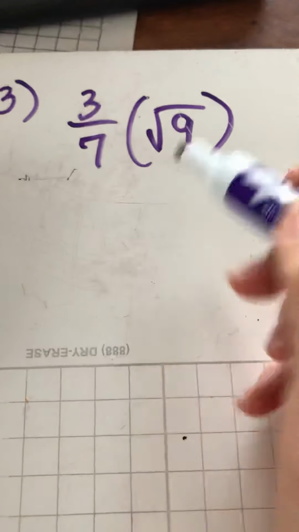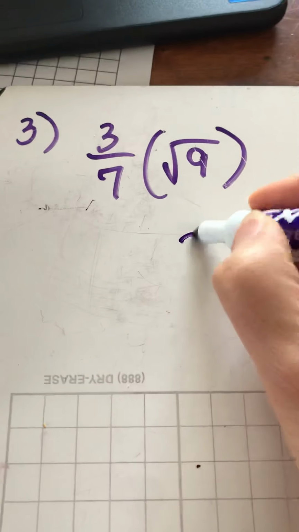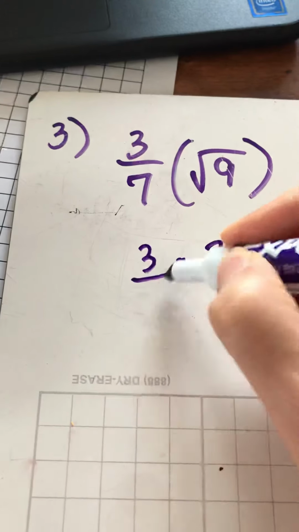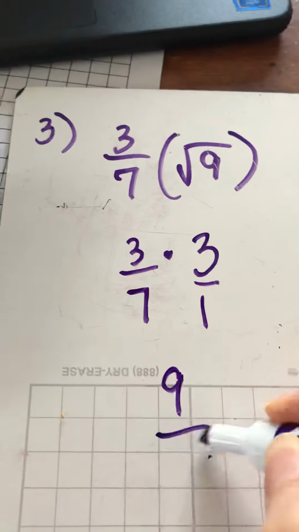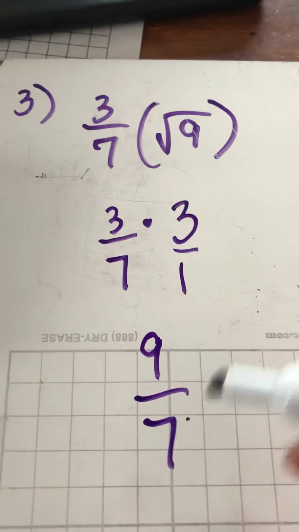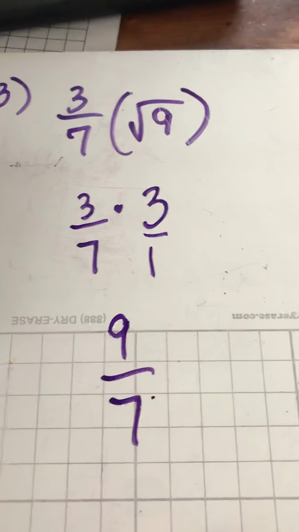So this expression, if we look at the square root of 9, that can be simplified to be 3, and then it's 3 times 3/7, which, if we put that over 1, would become 9/7. That's a rational number. It can be simplified. There's no more radical. So we're done with it.